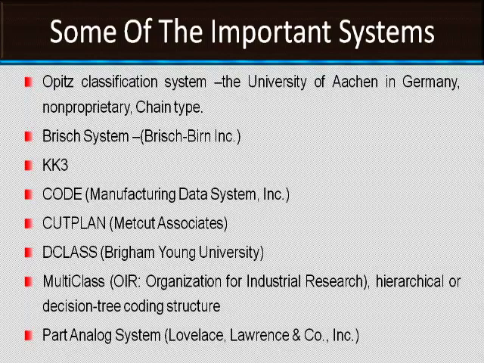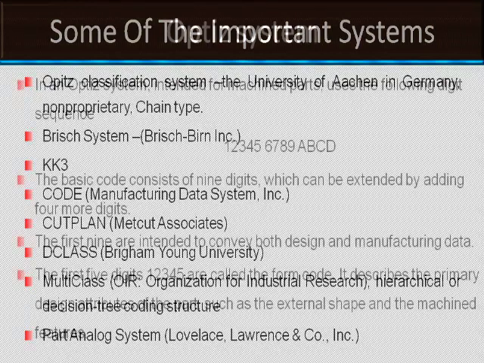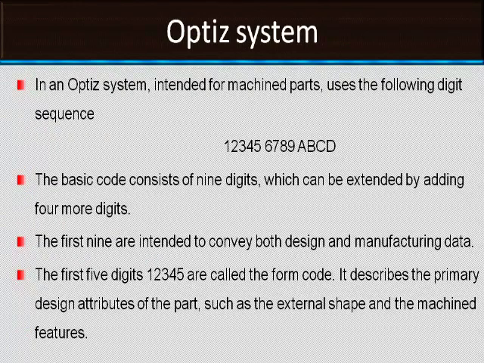D-class, Decision Classification System, was developed at Brigham Young University. Multi-class system was developed by OIR, Organization for Industrial Research, which is a hierarchical code and decision tree coding system. Another one is the part analog system, developed by Lawrence and Co. Let us discuss the OPIS classification and coding system.